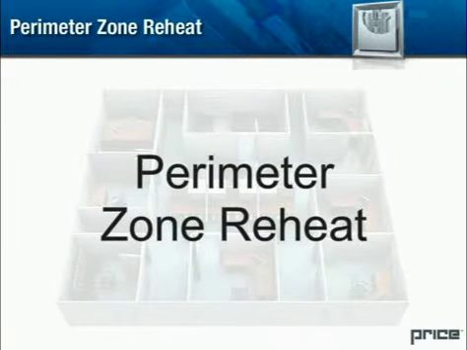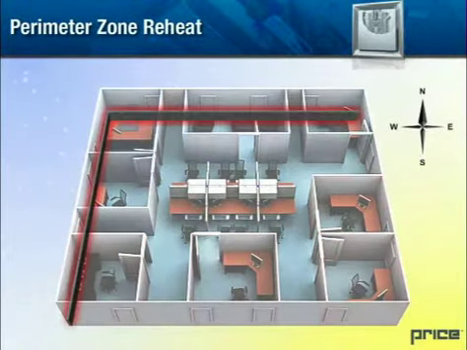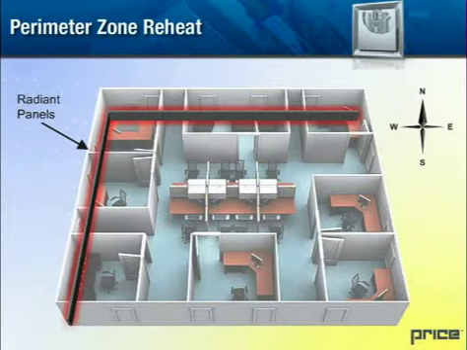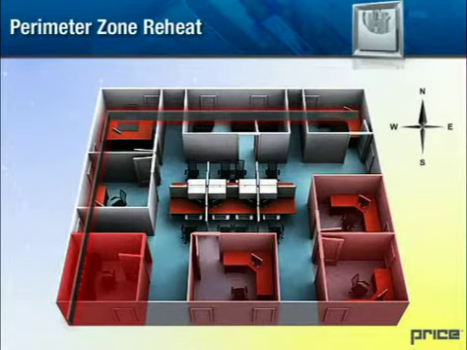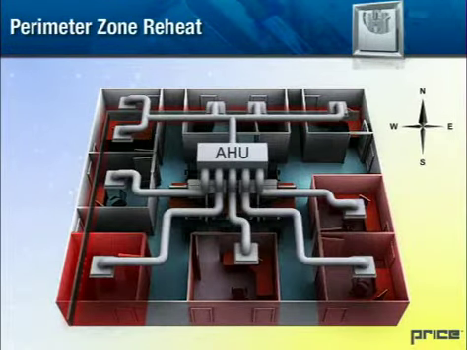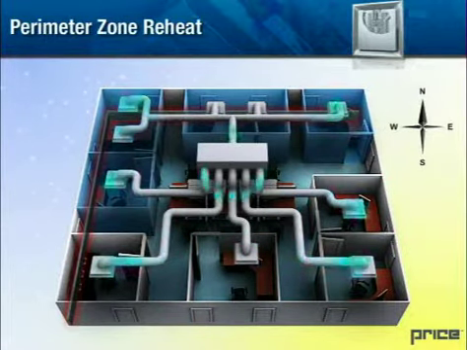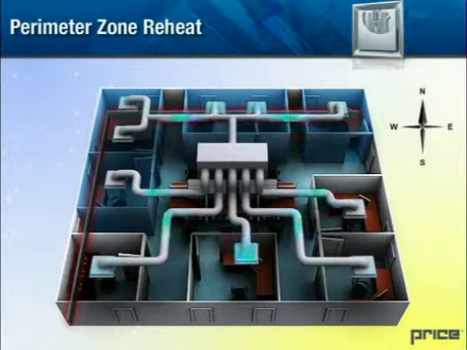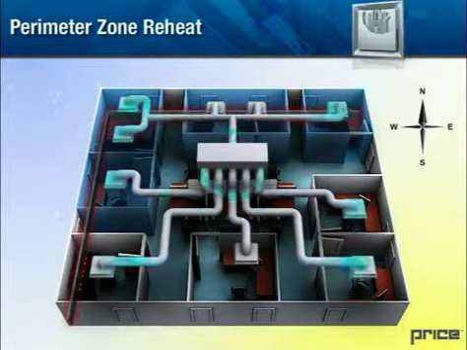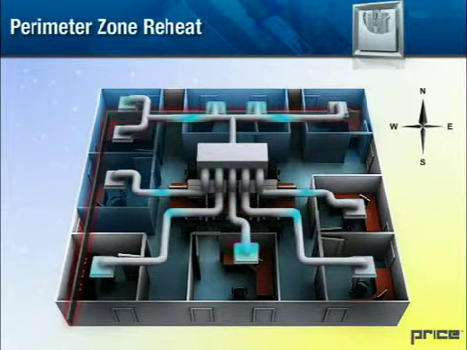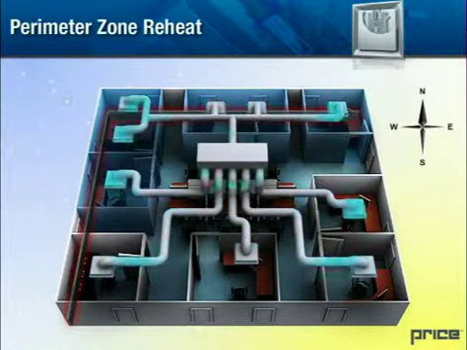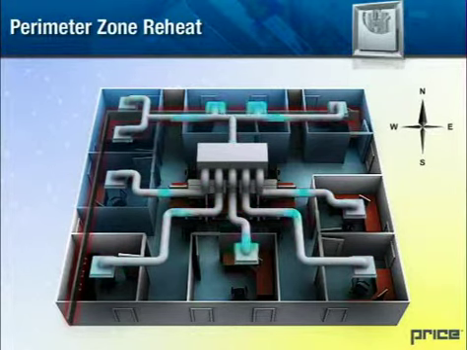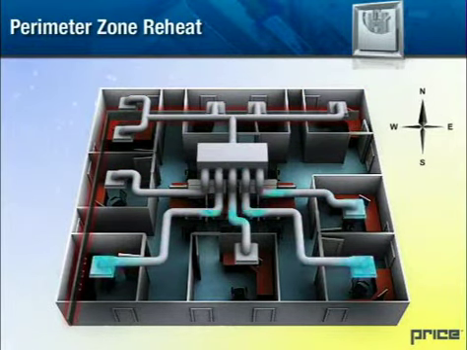Perimeter zone reheat. Perimeter heat or radiant panels offer another solution to multiple demand spaces. The system can be designed so that the air handling unit supplies cool air to all diffusers and the perimeter radiation system be dependent on local thermostats. If the zone requires no further cooling, the VAV diffuser dampers will close and open if cooling is required, thereby satisfying the needs of all the building zones.